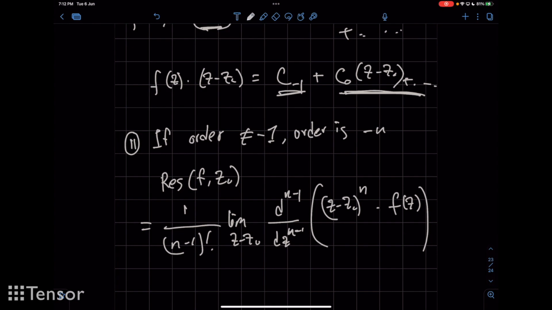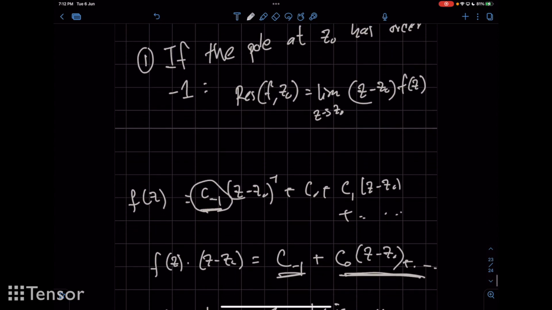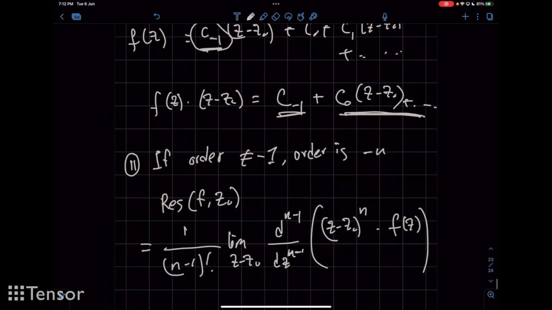So yeah. Do you have any questions about the residue theorem or the two different ways I showed for calculating residues?